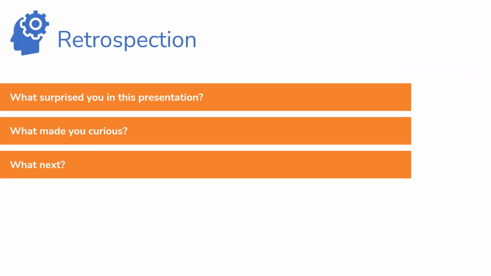Completing the exercises, we came to the retrospection slide. What surprised you in this presentation? What made you curious, and what next for you? Are you going to look at AI and machine learning for your career? Are you going to look at how AI will be implemented, or how are you going to learn more about data science? It's your choice what you do with the knowledge you have developed.